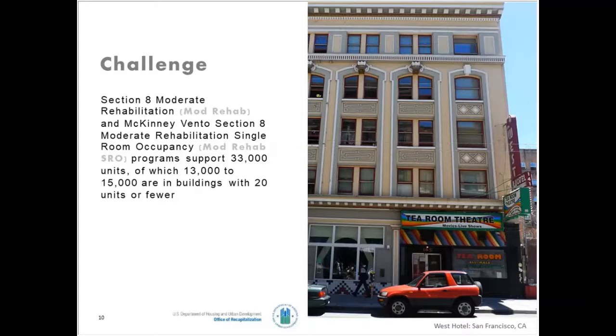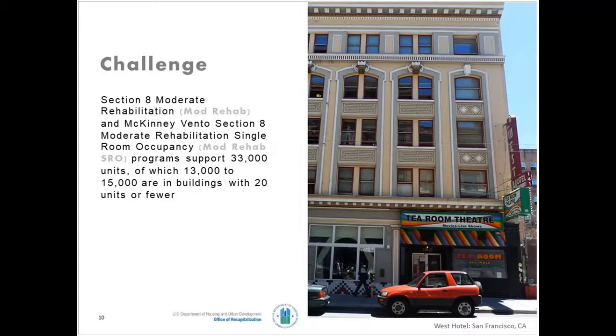So what's the challenge facing the Mod Rehab? We call them Section 8 Moderate Rehabilitation, what we know as Mod Rehab, or our McKinney-Vento Section 8 Single-Room Occupancy, which we call our Mod Rehab SRO as well. These programs support about 33,000 or so units, and about half of those, believe it or not, are 20 units or fewer. So there's a whole lot of owners out there on annual renewals, right? These contracts are renewed on a year-to-year basis. And the challenge is it's hard to sustain and think about long-term preservation in a year-by-year contract. And as you can tell, there are hundreds of these properties with 20 units or less.